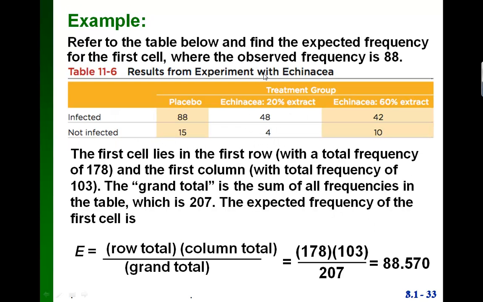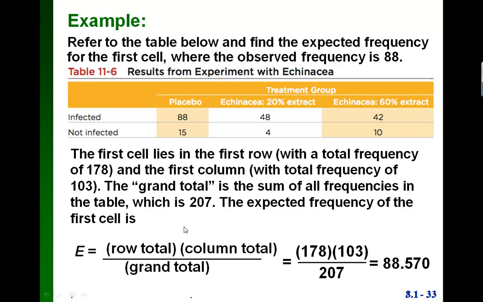So here's the table with our results. We can see that with the placebo, 88 were infected and 15 were not. With the 20% extract echinacea, 48 were infected and 4 were not. And with the 60% extract of echinacea, 42 were infected and 10 were not. So the question is whether the difference in the treatment really made any difference as to how many people got infected with the cold and how many didn't.